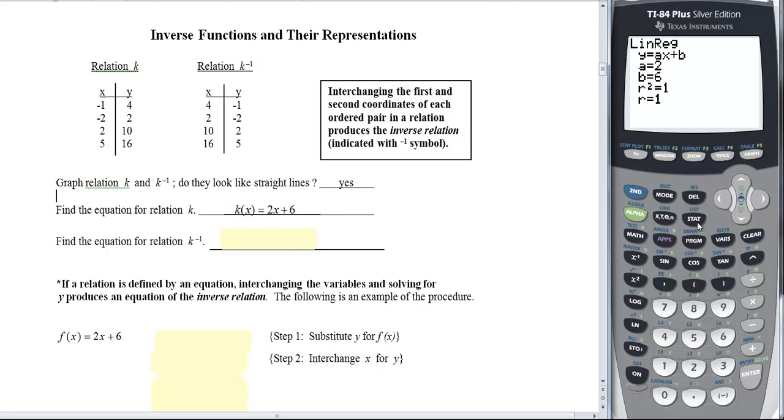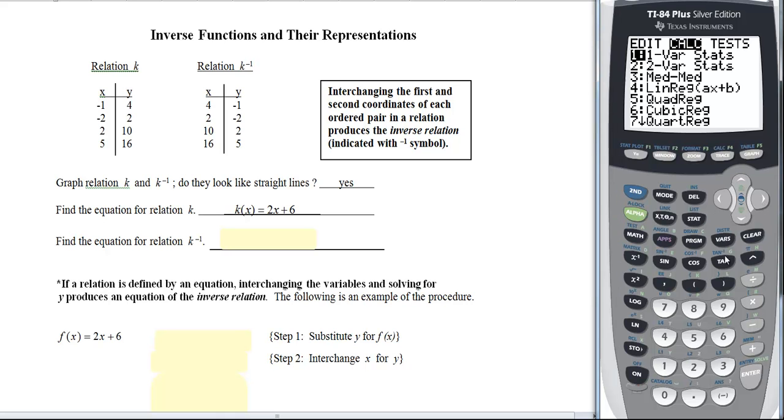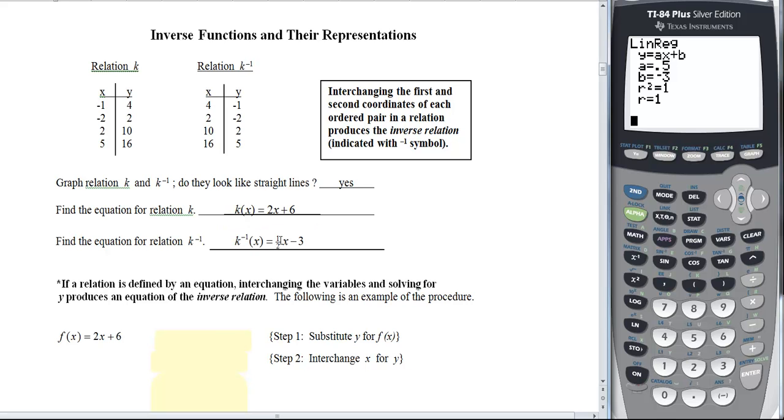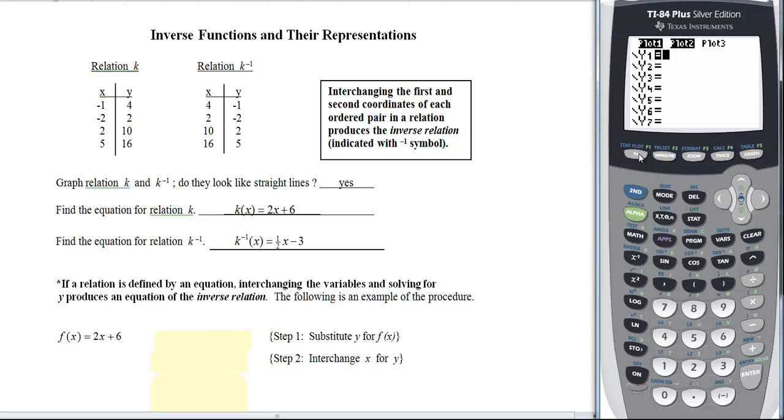My inverse, well, let me do the same thing. Stat, over to calc, number 4. But now those were in L2 and L3. So that equation, my k inverse equation, would be 0.5x minus 3. There. And if we graph those, let me go graph those real quick. Yeah, I want to keep you there. So 2x plus 6, and 0.5x minus 3. And let's go graph.